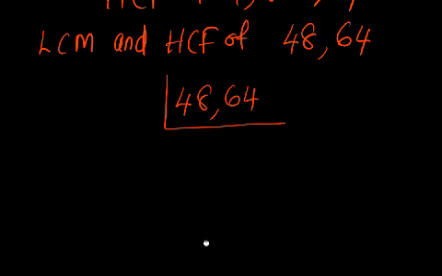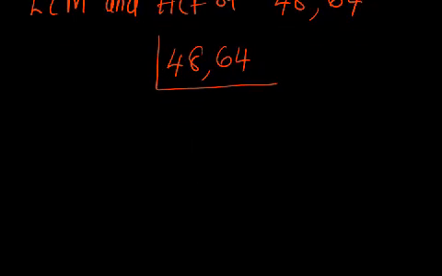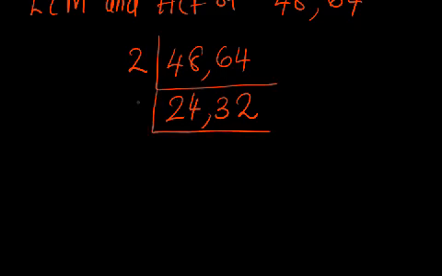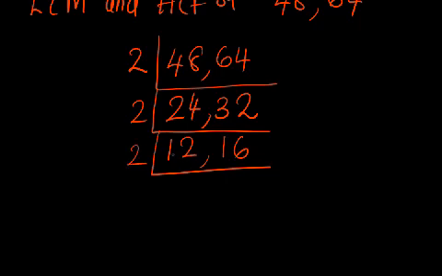Yes, both are even numbers, so both of them are divisible by 2. 48 divided by 2 is 24 and 64 divided by 2 is 32. Then again check whether these two numbers have any common factors. Yes, both are even numbers, so again divisible by 2. 24 divided by 2 is 12, 32 divided by 2 is 16. Again, both of them are divisible by 2. 12 divided by 2 is 6, and 16 divided by 2 is 8.